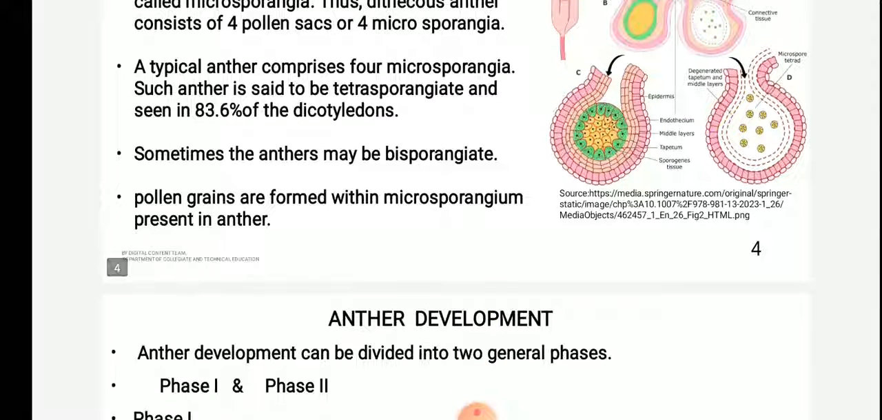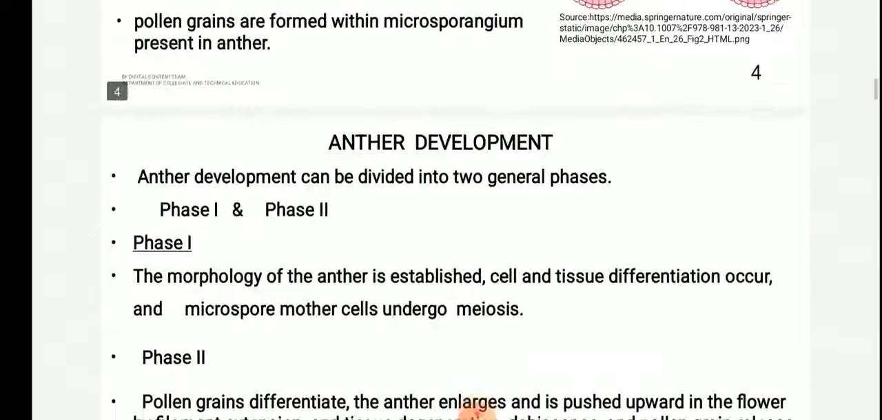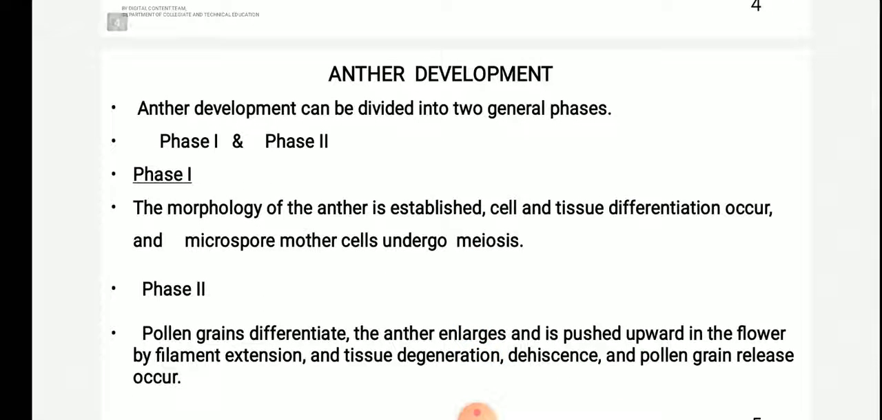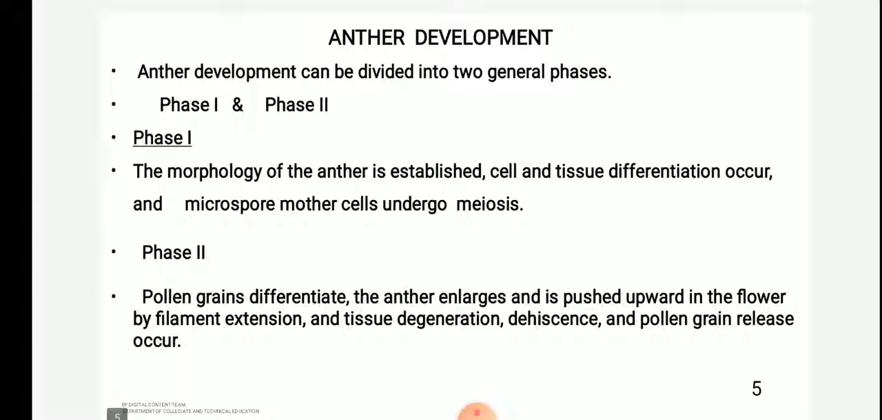Sometimes the anthers may be bisporangiate, a very rare case. Pollen grains are formed within the microsporangium present in the anther. So inside the anther, microsporangium will be present. Inside the microsporangium, pollen grains are produced. So let us now study the basic steps in the development of the anther.